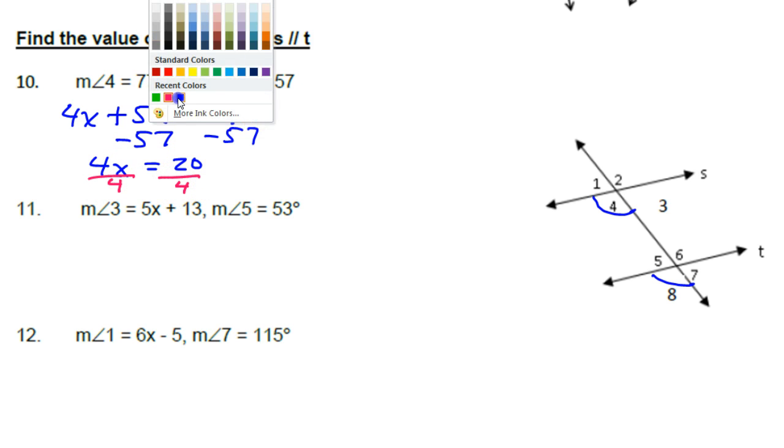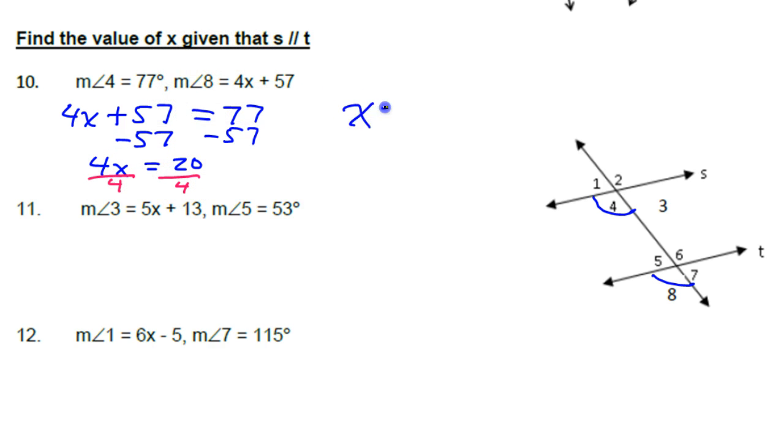And you find x. So x is equal to 5. Now be careful. Are we supposed to find x, or are we supposed to find the measure of some angle? Well, they said find the value of x, so we're good.